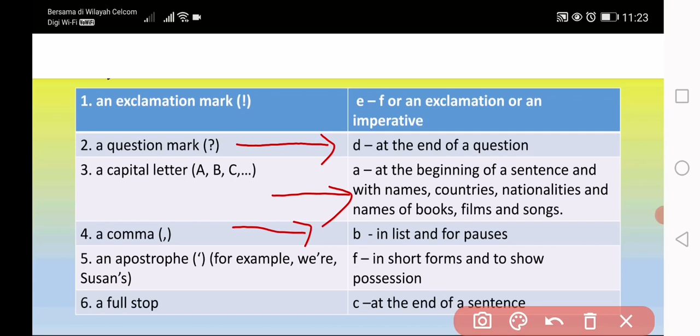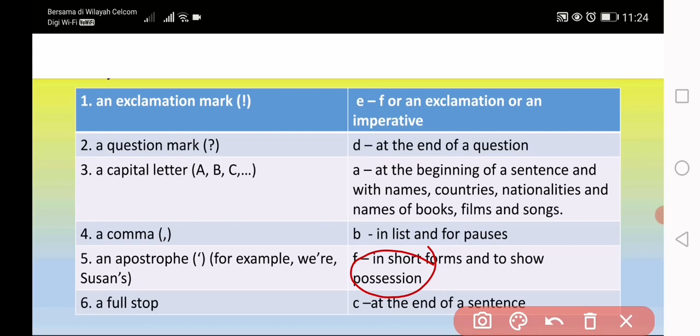And apostrophe. For example, we're Susan's. Okay, apostrophe ni it is used to show short forms and to show possession. Maksud dia short form, dia pendekkan yang tu. Macam we are menjadi we're. And then possession ni maksud dia kepunyaan. Dia kepunyaan Susan's mother, Susan's bag. Maksud dia emak kepada Susan. Kalau macam Susan's bag, bag itu kepunyaan Susan.